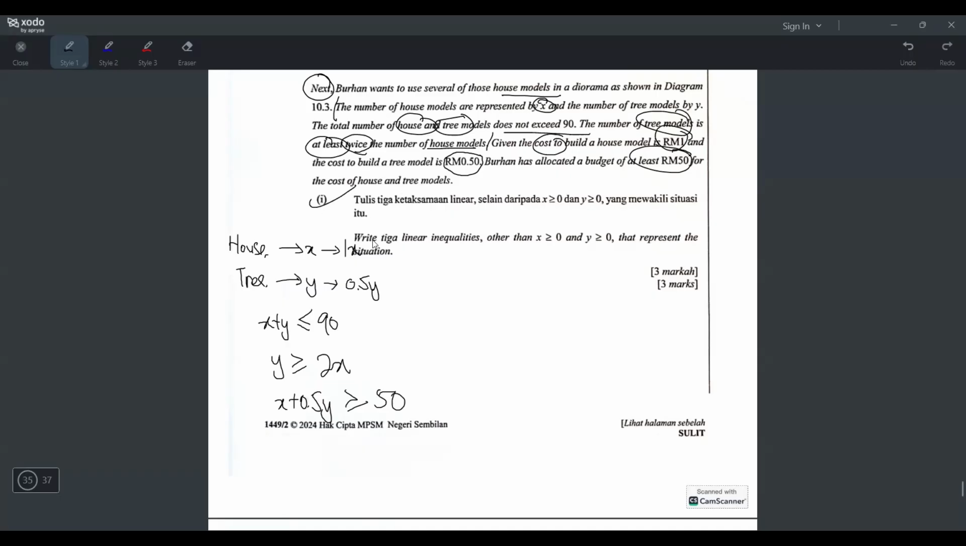I finished question 1 already. Write 3 linear inequalities other than X bigger than 0, Y bigger than 0 that represent the situation. So these are the 3 inequalities. Why do they mention other than X bigger than 0, Y bigger than 0? Because X and Y represent the number of house models and tree models, which is a quantity, and a quantity cannot be negative. That's why X must be positive, Y must be positive.